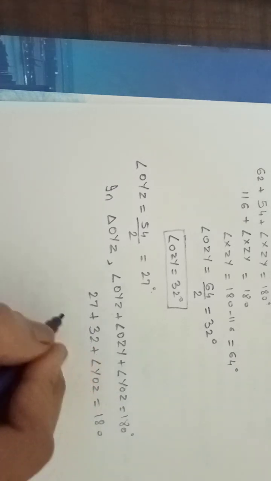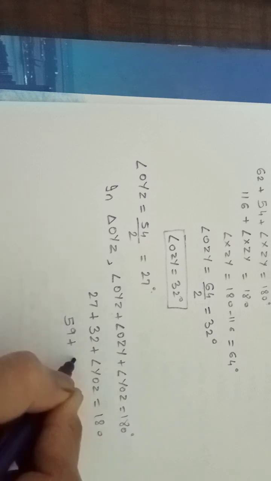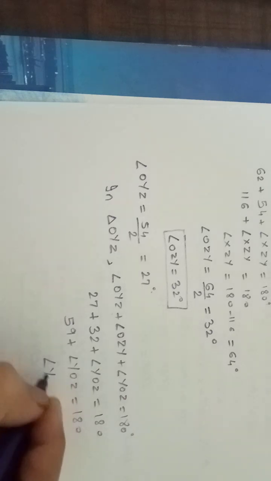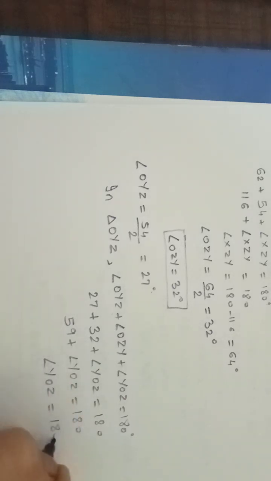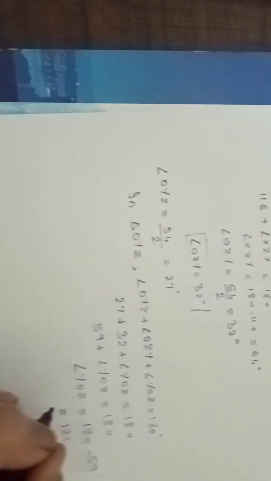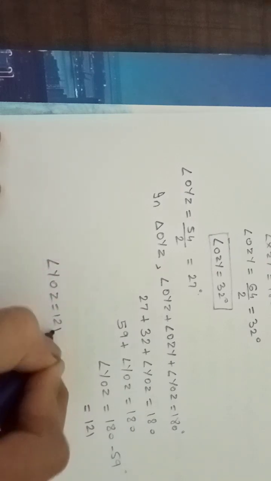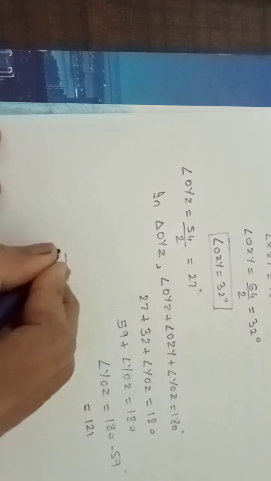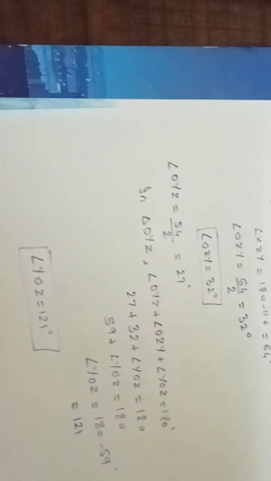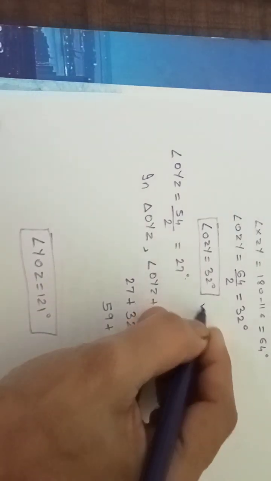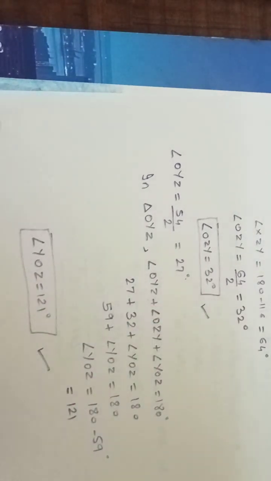So 27 plus 32 is 59, plus angle YOZ is equal to 180. Therefore YOZ you will get as 180 minus 59, and it comes to 121 degrees. So angle YOZ equals 121. This is the second part of the solution. YOZ we got as 121. So this is the first part and this is the second part.